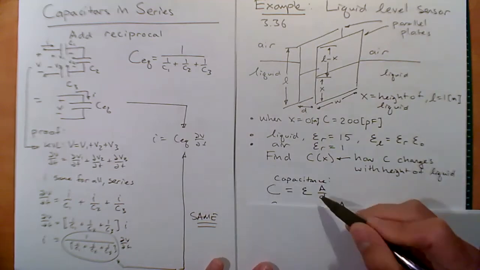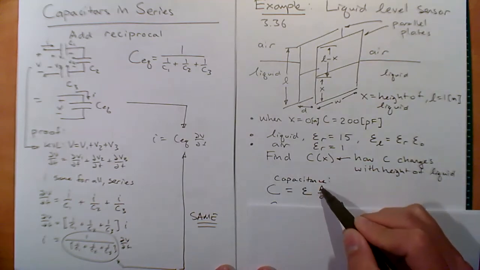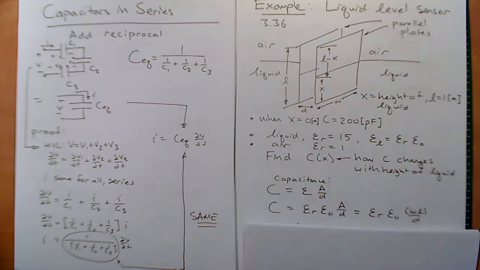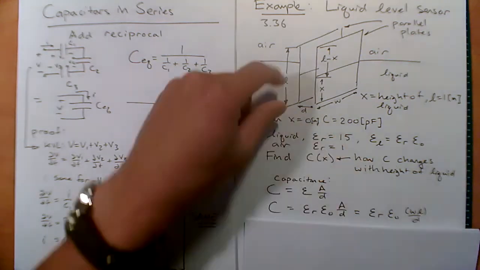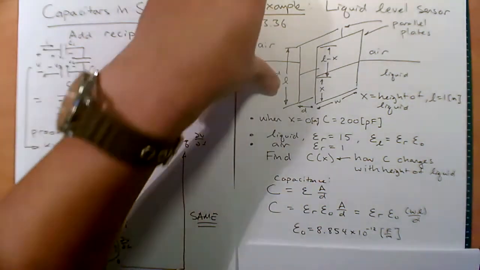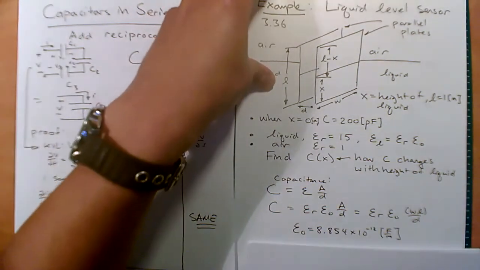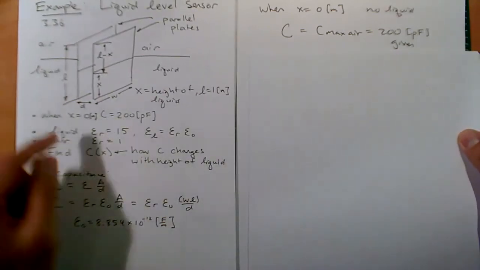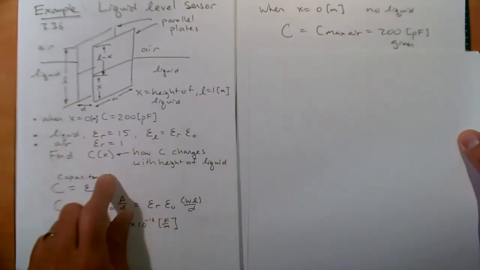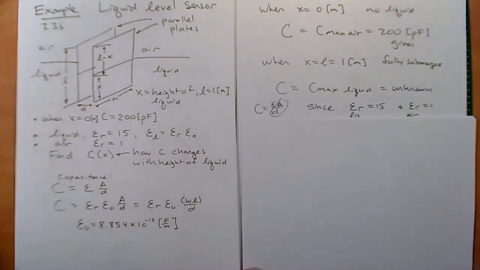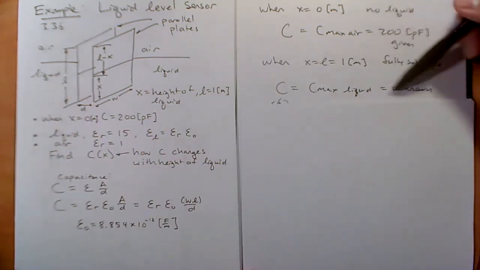So let's bring back our capacitance equation, epsilon A over D. So this A, this D, and then the epsilon, right? And A is just width times length. Good. And E0 is 8.8. So we have all the important pieces of this puzzle to find out what that equation is, right? We know that C max for the air is given, it's 200 picofarads, but they didn't give us the other one. Could we find it?